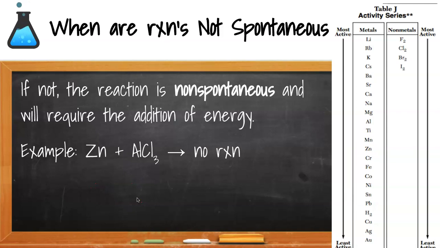If it's not higher up on Table J, then the reaction is said to be non-spontaneous, and it will require the addition of energy. Without any extra energy, no reaction would take place. In this example, if we look up zinc, it's here, and then look up aluminum, it's here. We see that this uncombined element, the zinc, is lower than aluminum. It's not more reactive, and therefore it's not going to replace aluminum. This would not be a spontaneous reaction, so without adding any extra energy, nothing would happen.